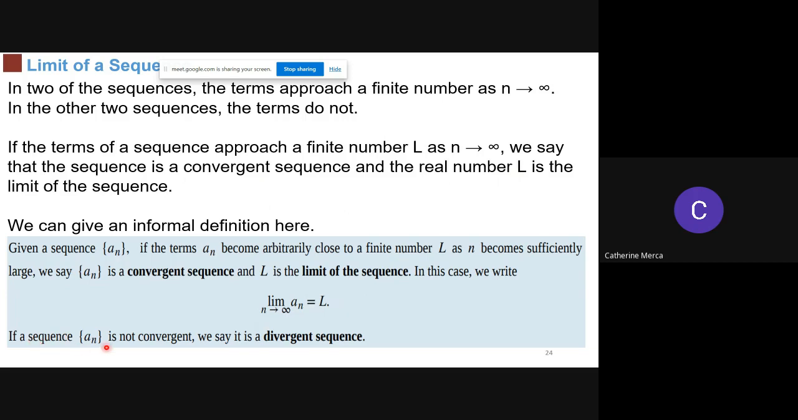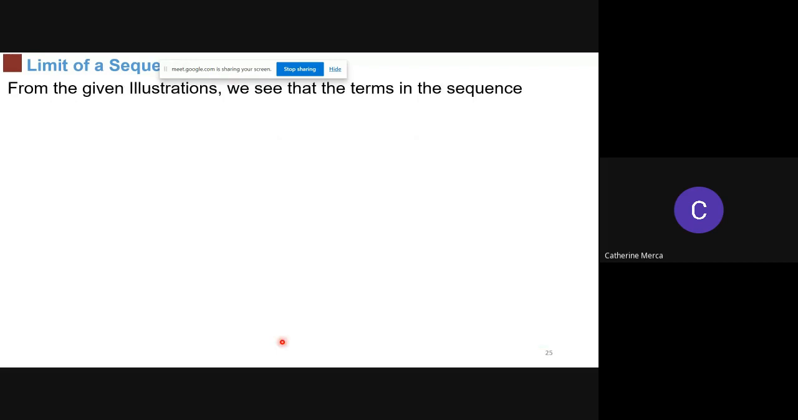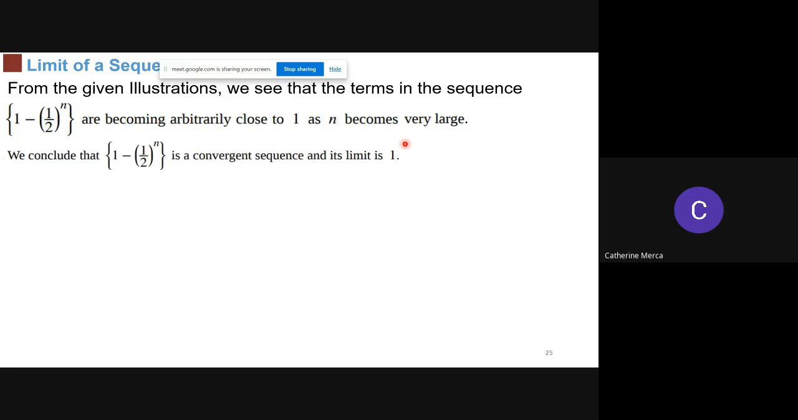If the sequence is not convergent, katong ganina nga walay padulungan, then it is what we call a divergent sequence. As n approaches infinity, the terms of the sequence approach infinity, divergent siya. So, in this case, this one becomes close to 1 as n becomes very large. Ang ibig sabihin niyan, this one is a convergent sequence, and its limit is 1.